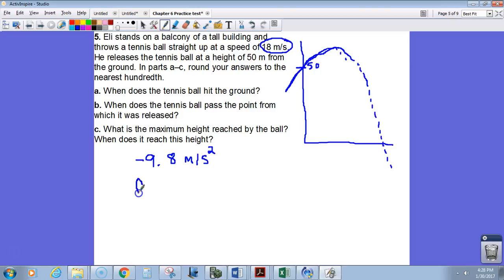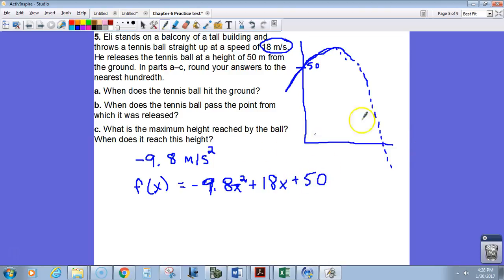In our equation, this becomes the first term. So we have f of x, or f of t really, because it's time, is equal to negative 9.8x squared. And then next we put our speed. So we have plus 18x. And then last we put our y-intercept, which is plus 50.